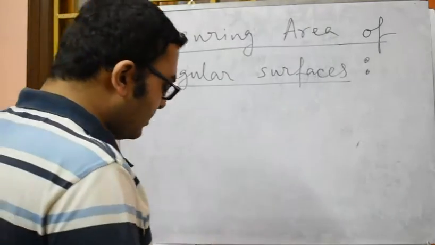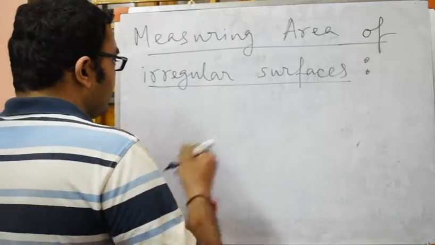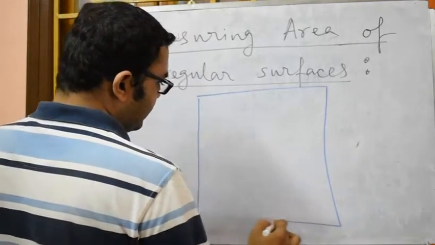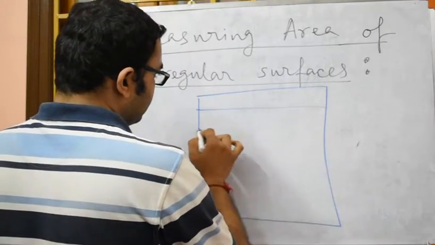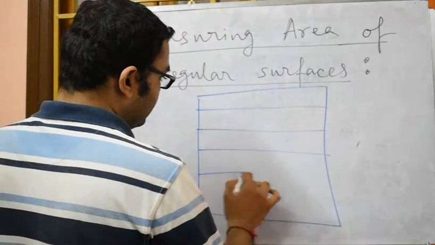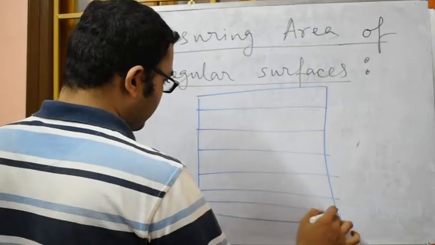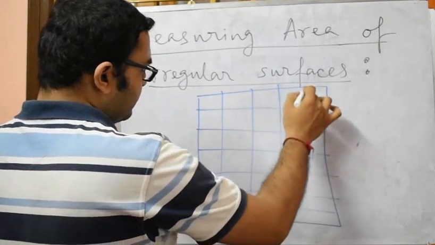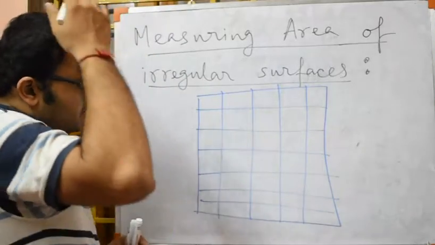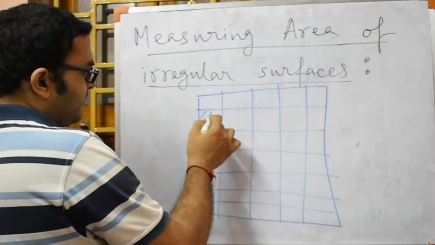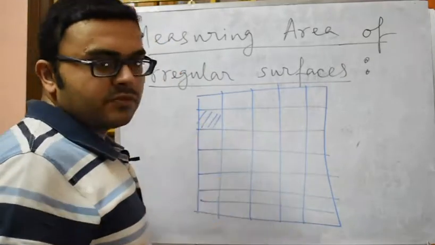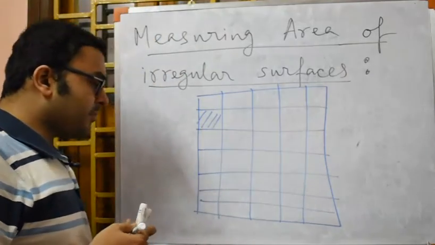A graph paper looks something like this, a big sheet of paper. You have horizontal lines and also vertical lines, and like this you have square grids. These are the square grids I am referring to. This is what a graph paper looks like.